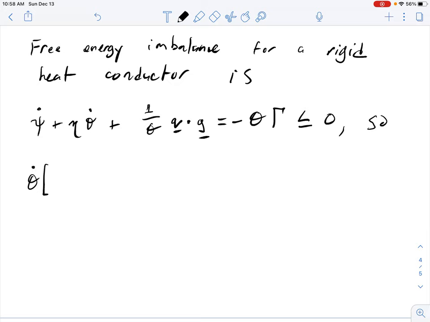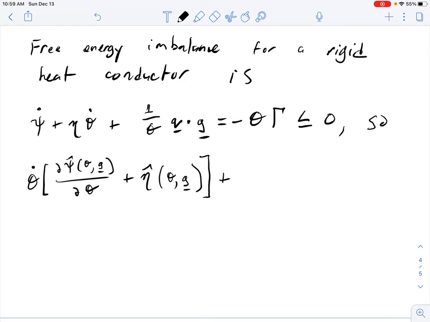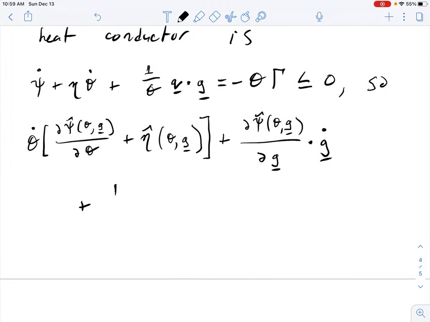theta dot, so that's the material time derivative of the temperature, times partial psi hat of theta and g, partial theta, plus eta hat of theta and g, plus partial psi hat of theta and g, partial g, times g dot, plus 1 over theta times q hat of theta and g dot g is less than or equal to 0. So we look, this term here is these two terms.